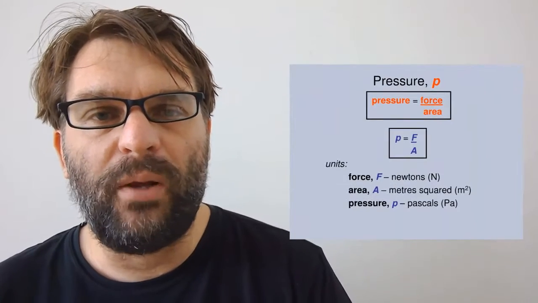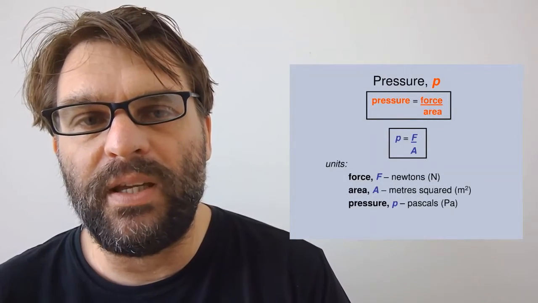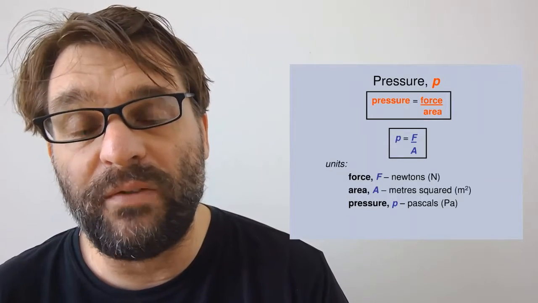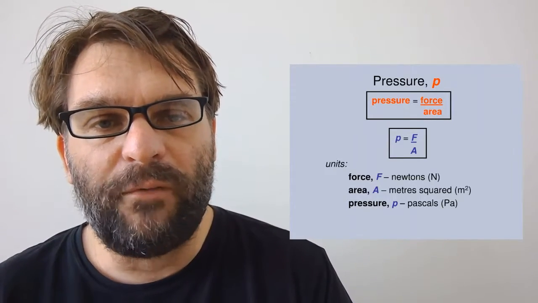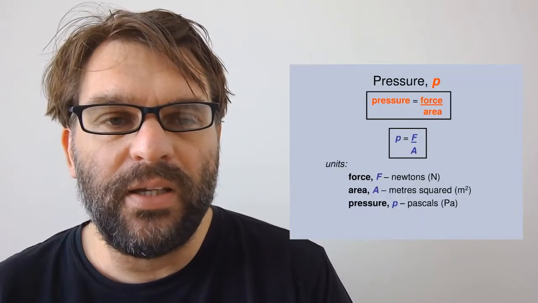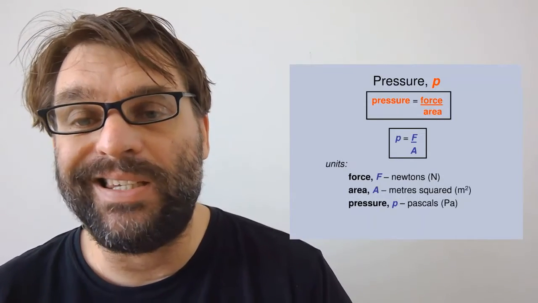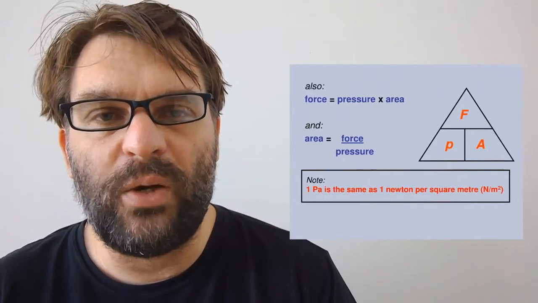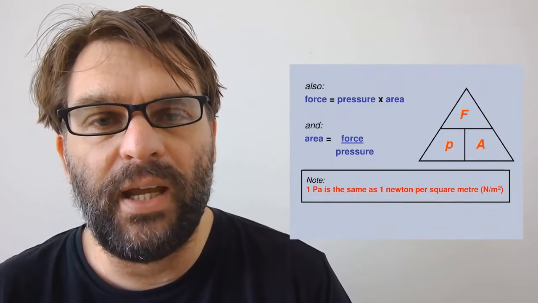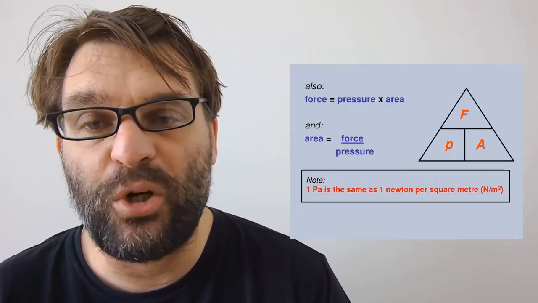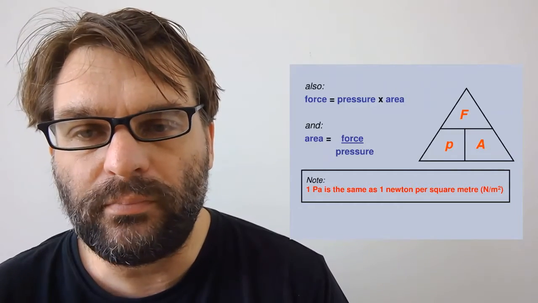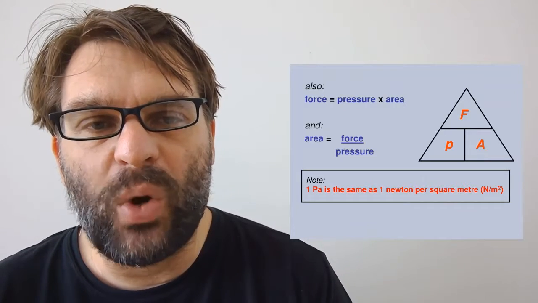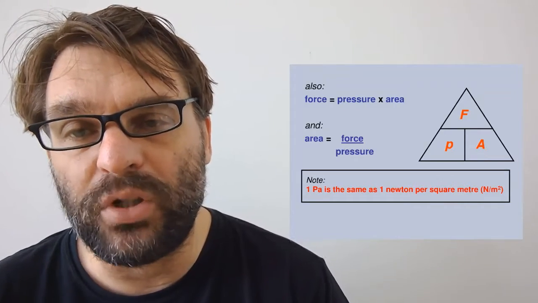So what is pressure? Well, pressure in its simplest form is the amount of force applied over an area. So pressure equals force divided by area, where force is in newtons, area is in meters squared, and pressure is in pascals. Force can also equal pressure times area, and area also equals force divided by pressure if we rearrange the equation. It's important also to note that 1 Pascal is the same as 1 Newton per square meter.